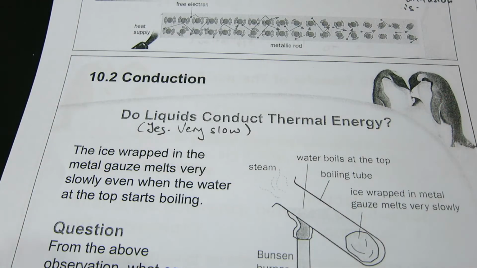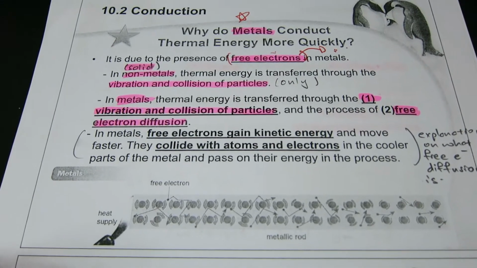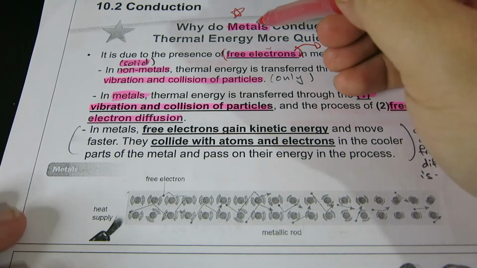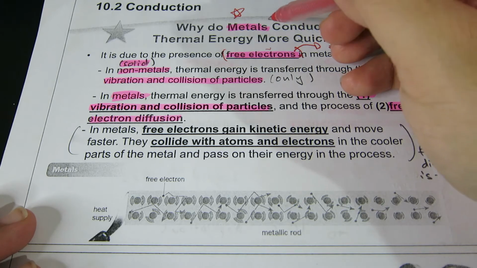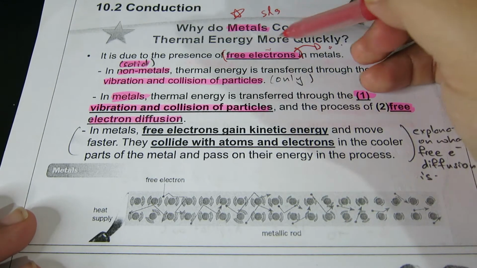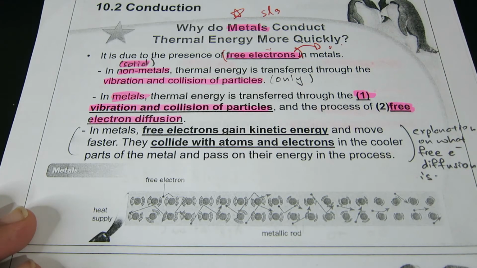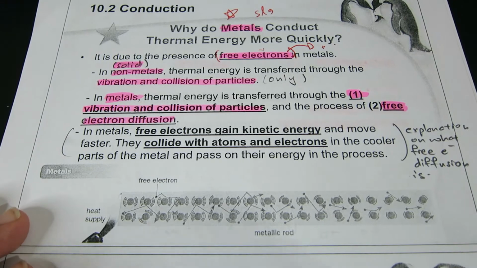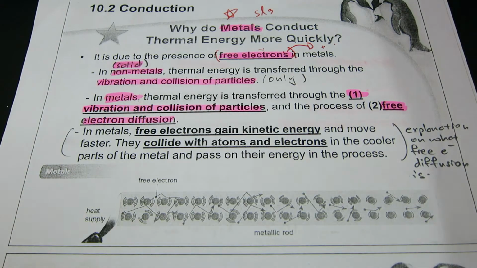Now, above and beyond all of that, there is another type of material that you do need to know, and that is metals. Metals are by far the best conductor. Even when we discuss solids, liquids, and gases, metals are by far the best conductors of all the materials. Why? It is the same reason as to why metals are good conductors of electricity. It is because of the presence of free electrons in metals.